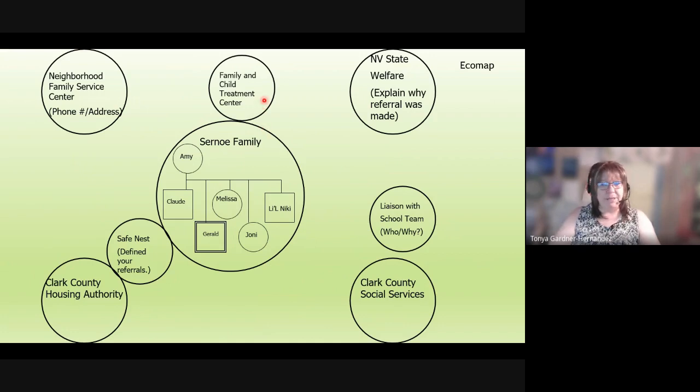FACT is the Family and Child Treatment Center. This is where Melissa would get referred to because of the sexual assault that she had. It had not been reported, and so we helped mom to go ahead and report that. And then FACT is one of the things that she can get for free for her services to help her to overcome the trauma of the rape that she has had.